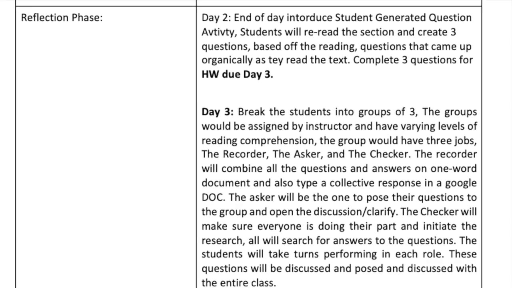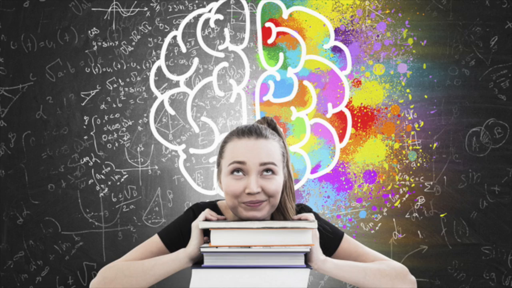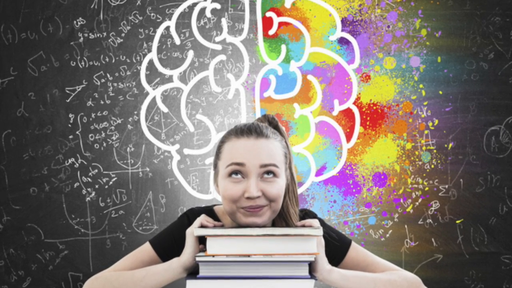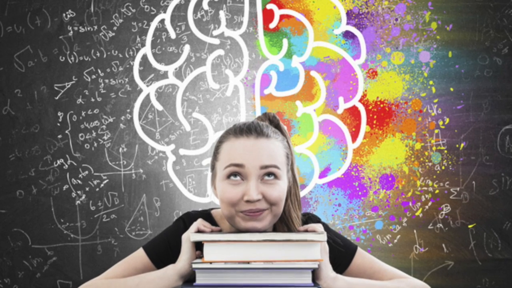Finally, let's discuss the R in the PAR lesson, the reflection phase. During this reflection phase, we are going to use the activity Student-Generated Questions. Each student will reread the section independently and write down 3 questions they had while they were reading the section.